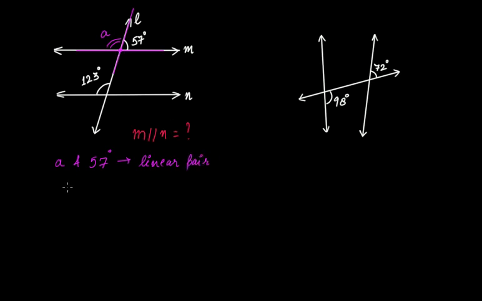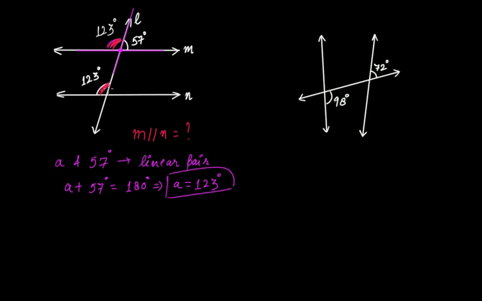Since they are a linear pair, therefore A plus 57 degree is equal to 180 degree, and if you solve it, you'll get A is equal to 123 degree. So this angle is coming to be 123 degree.